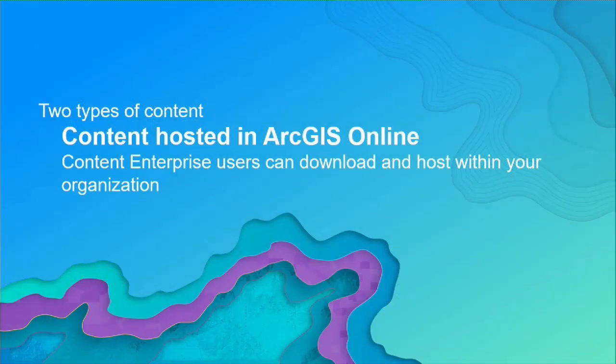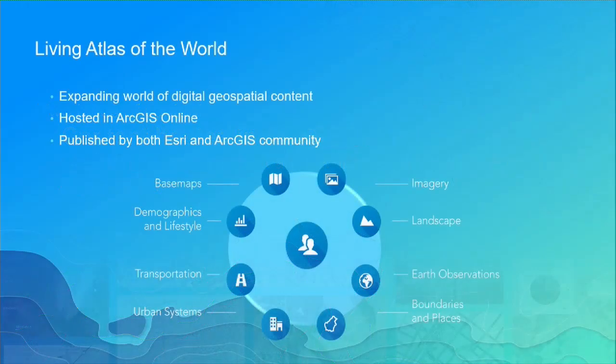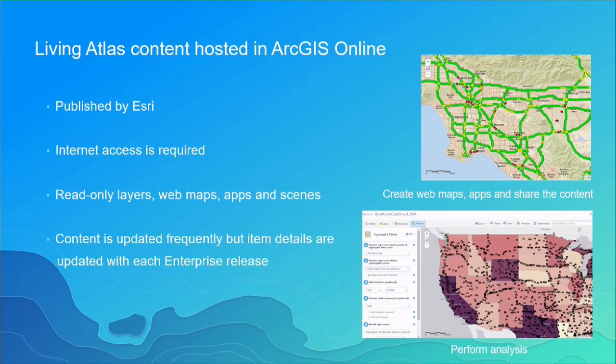Let's get started. First type of content, hosted in ArcGIS Online. You may hear or use Living Atlas of the World. It is the expanding world of digital geospatial content. It is hosted in ArcGIS Online, and the content is published and maintained by both Esri and the ArcGIS community. It is pretty popular and well received in the ArcGIS Online community. So, starting at 10.5, we bring a subset of Living Atlas of the World content from ArcGIS Online to ArcGIS Enterprise.